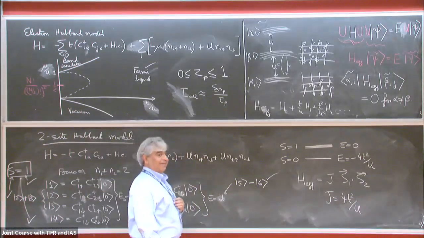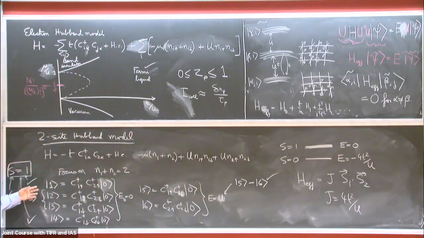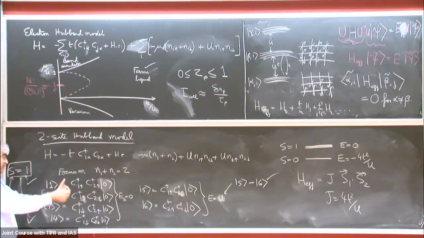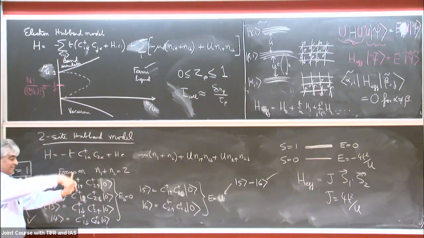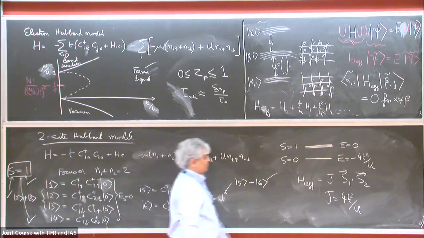And the interaction is antiferromagnetic. They like to be antiparallel. The reason for that, you can already see from here: if they're parallel, there is no correction to the energy. And you know, in second order perturbation theory, you always lower the energy. So in the antiparallel case, there is a correction where you go there and come back. That lowers the energy by minus 4t squared over u.